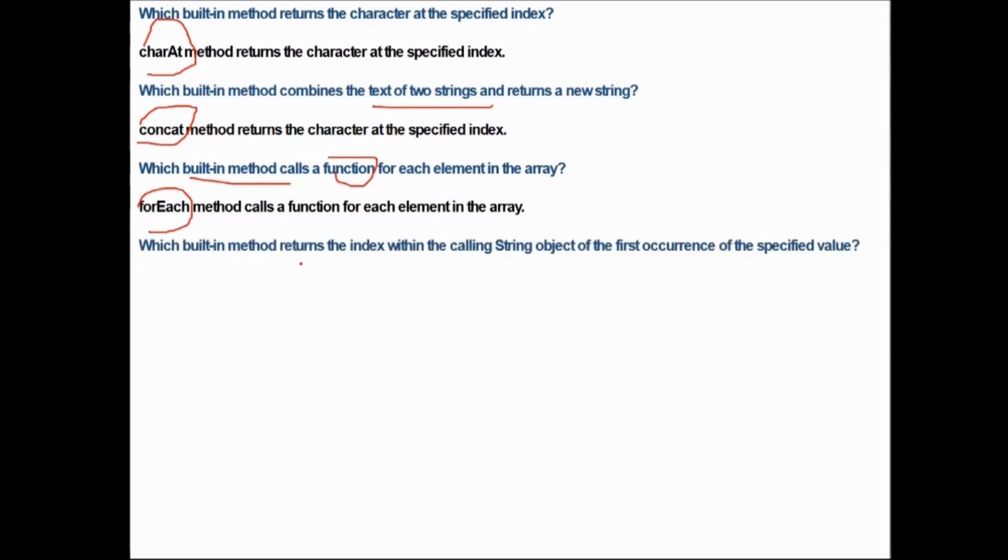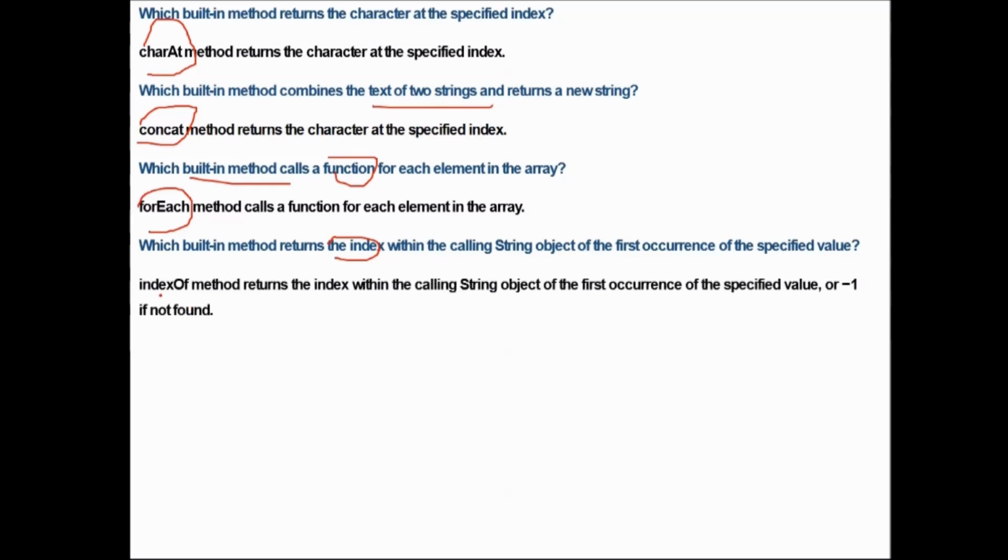Now which built-in method returns the index within the calling string object of the first occurrence of the specified value? This is indexOf. This method indexOf returns the index within the calling string object of the first occurrence of the specified value, or -1 if it is not found.